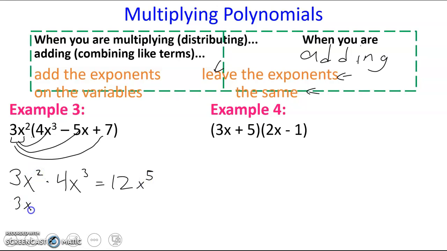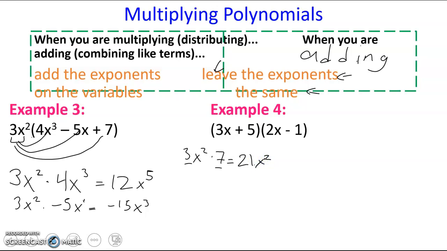Then we do 3x squared multiplied by a negative 5x. We multiply the numbers out in front, we get a negative 15. We add our exponents, we get x to the third power. And last but not least, we do 3x squared multiplied by 7. We only have a number here and a number here, so I'm just going to multiply those out, 21, and the x squared stays.